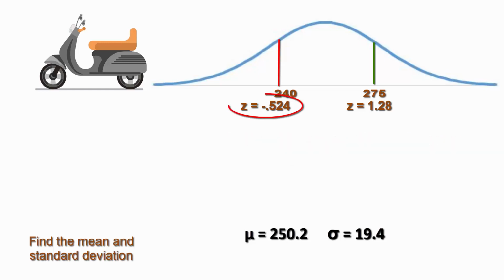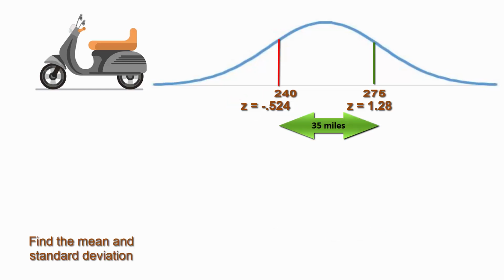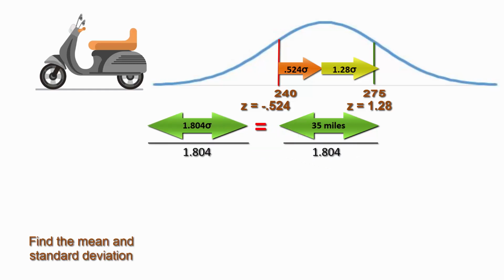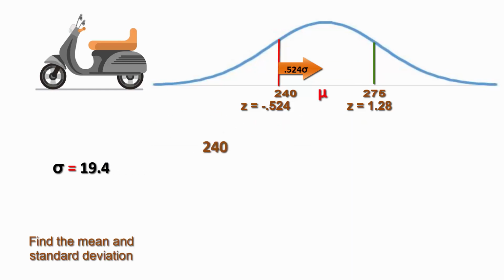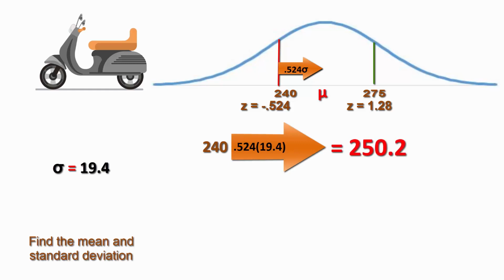Knowing z-scores describe distances in terms of standard deviations from the mean, then the 35-mile difference between our two mile values must be 0.524 plus 1.28 standard deviations apart. Hence, 1.804 sigma equals 35 miles. This implies a standard deviation of 19.4 miles, and from 240 up to the mean, it is 0.524 of these standard deviations, thus the mean must be 250.2 miles.